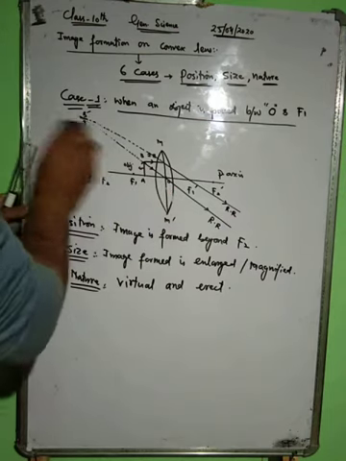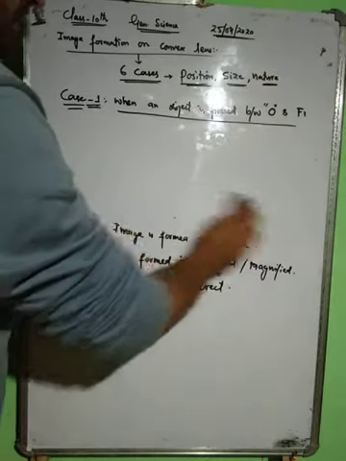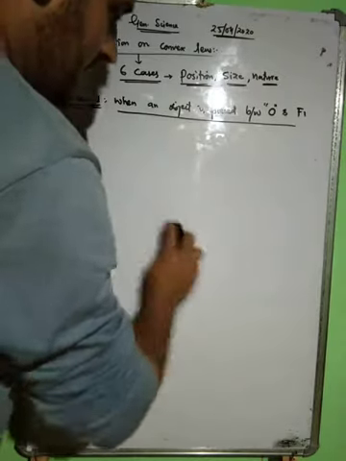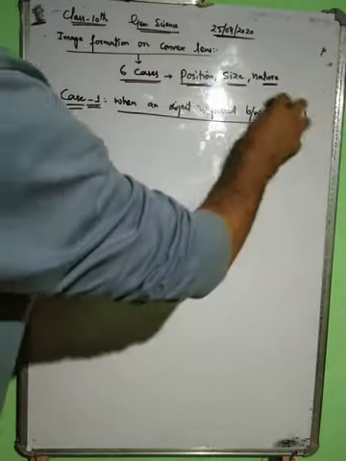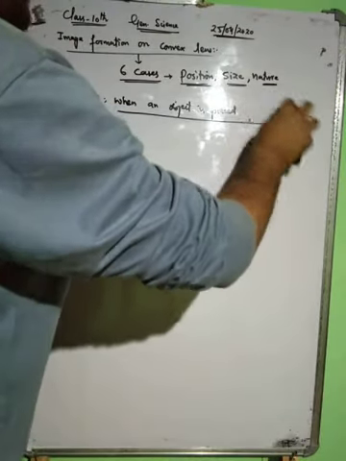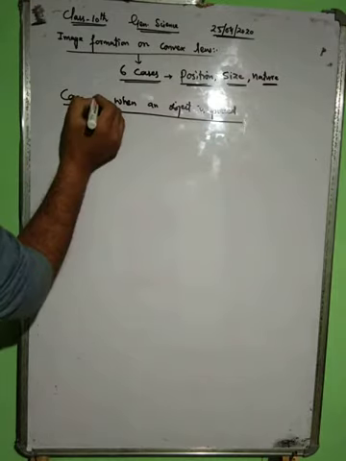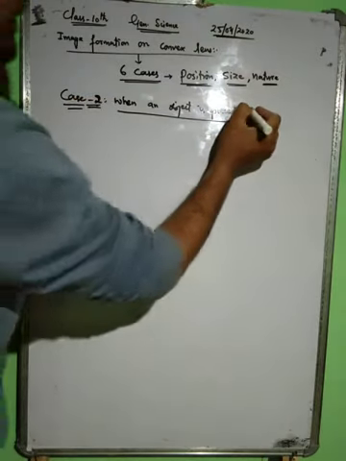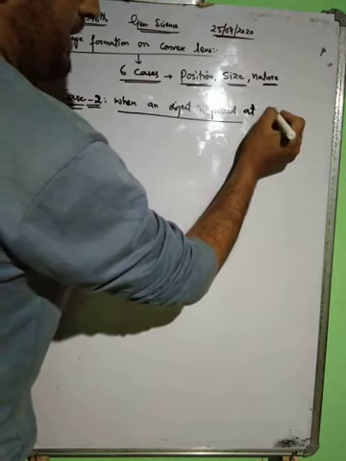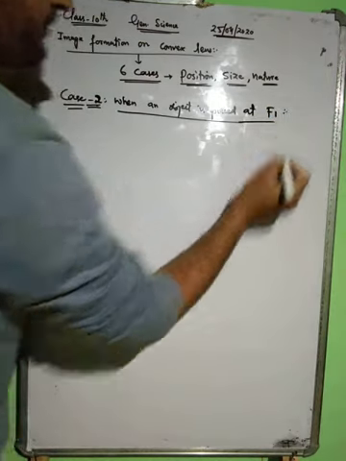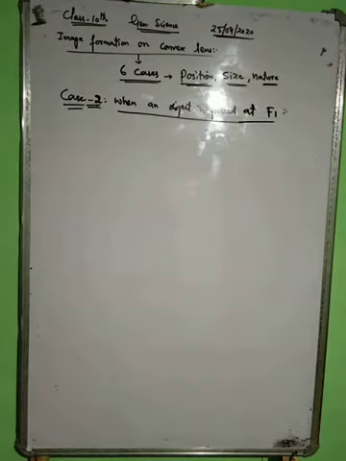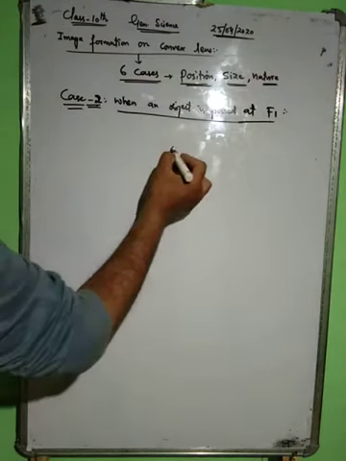After discussing the first case, now the second case, case number second, where an object is placed at F1. Here also we have to explain the size, nature, and position of image formation on convex lens.